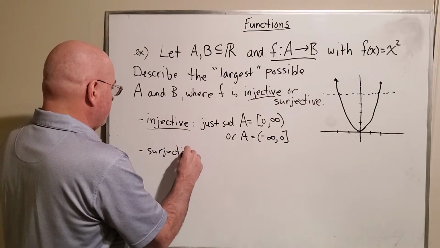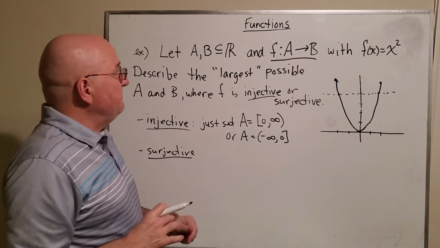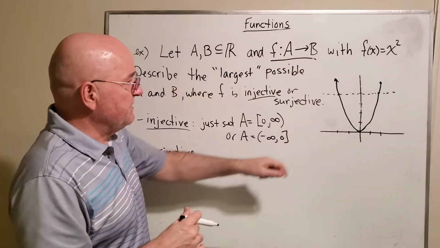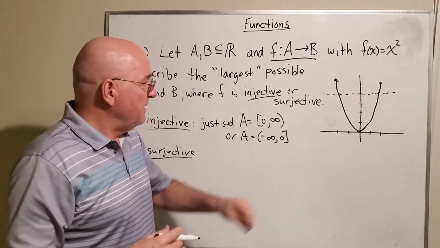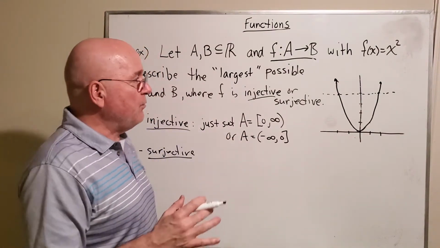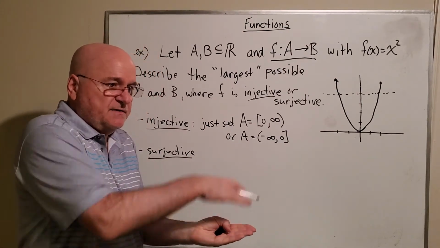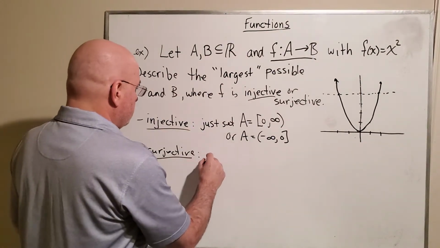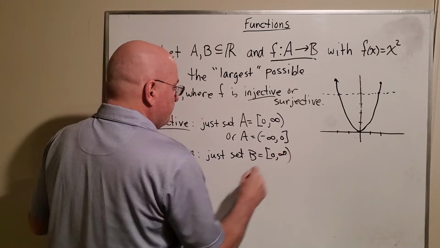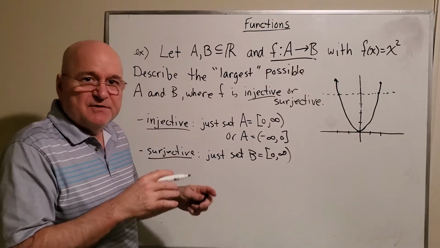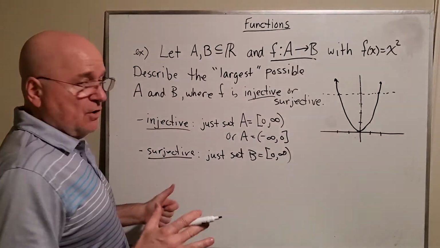Surjective, or make f a surjection. That means that every element in B has to get mapped to. Notice this, the values of B are considered the values of the function, the height of the function. No negative numbers at all. So if I want it to be surjective or onto, all I need to do is restrict B to 0 to infinity. Just set B equal to this. Now, every single height, every single positive number, including 0, gets mapped to. That's all we need to do.